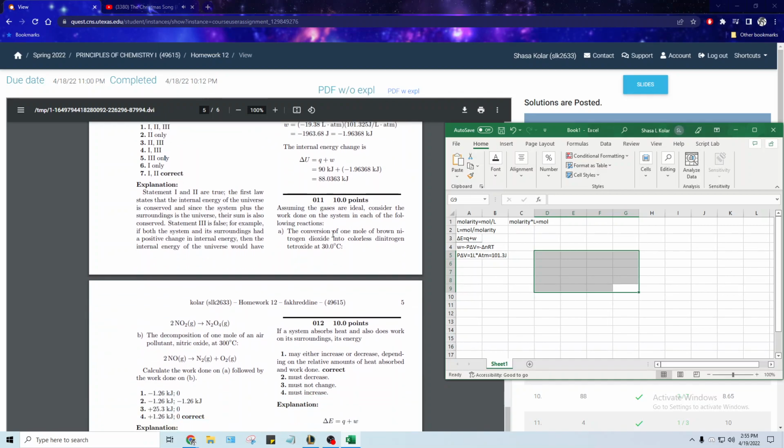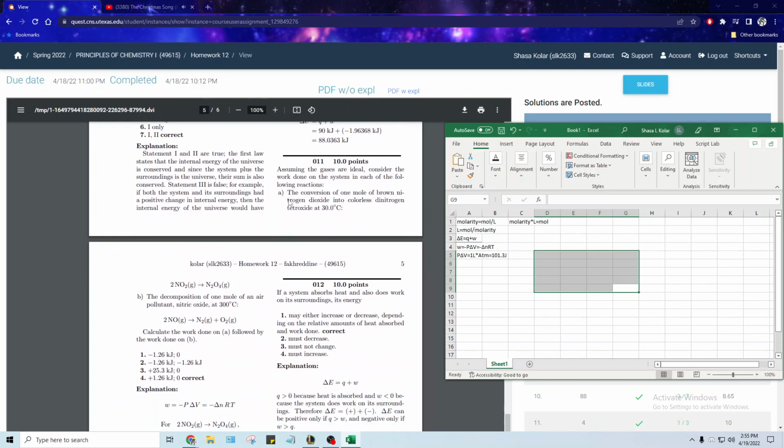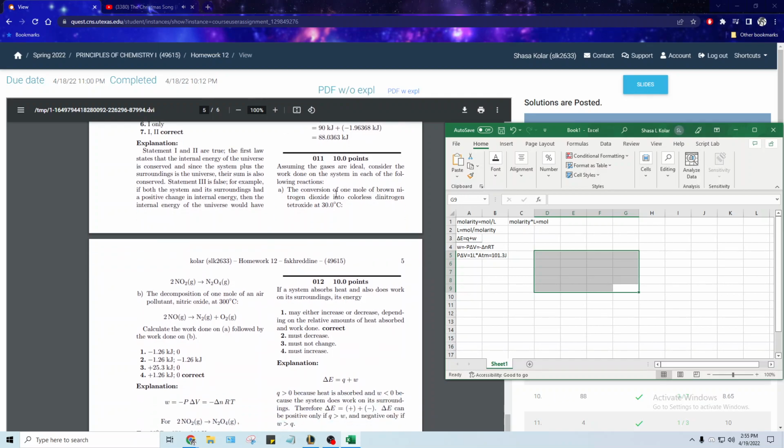Okay, so this is another theory one. Assuming the gases are ideal, consider the work done on the system in each of the following reactions. 1 mole reaction.